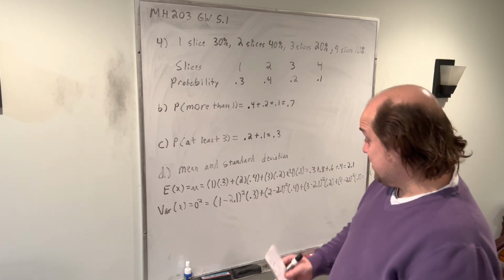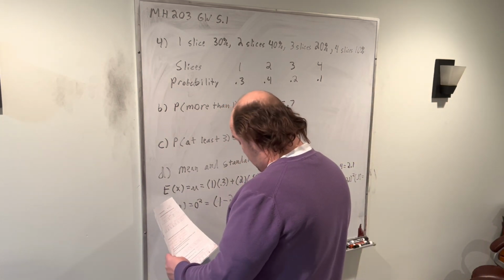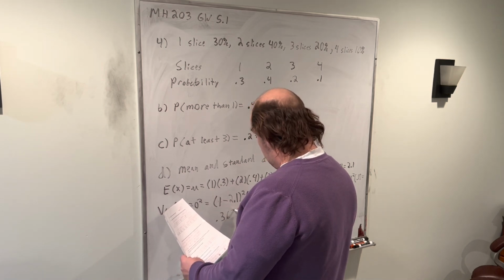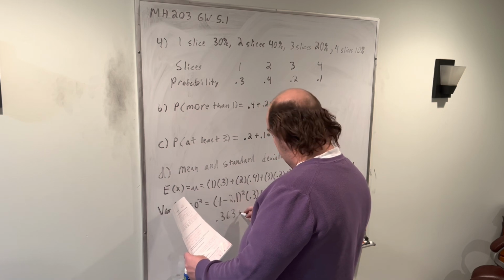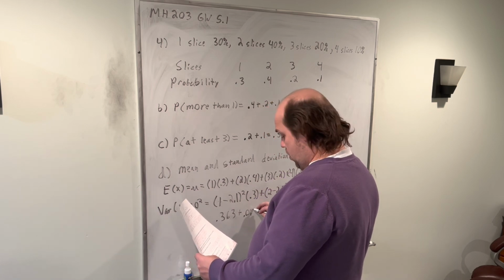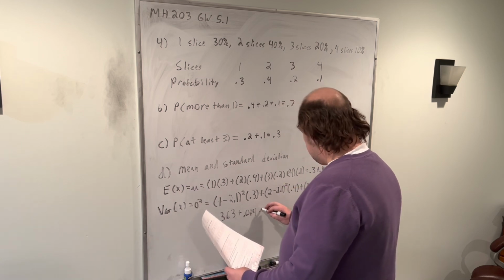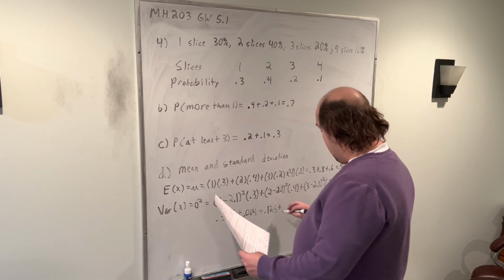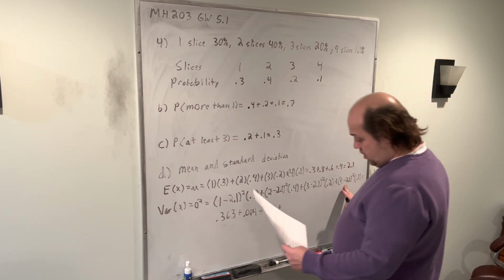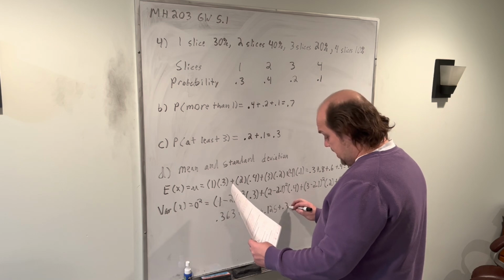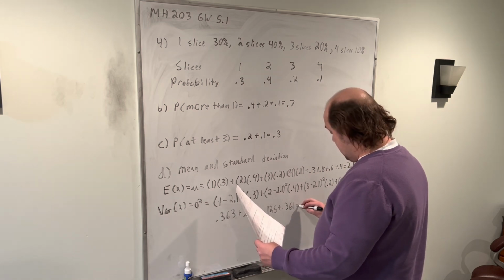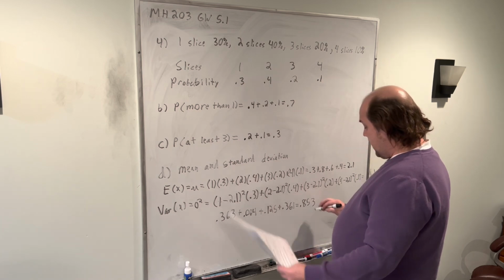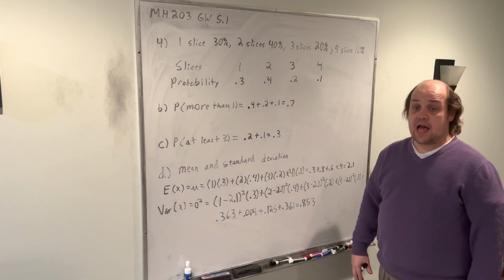So I did this out previously on my key. What I ended up with was this first one was 0.363 plus the second one, which was equal to 0.004, plus the third one, which was equal to 0.125, and finally plus the last one for 4, which I got to be 0.361. That gave me a total of 0.853 as my variance for the number of slices got.